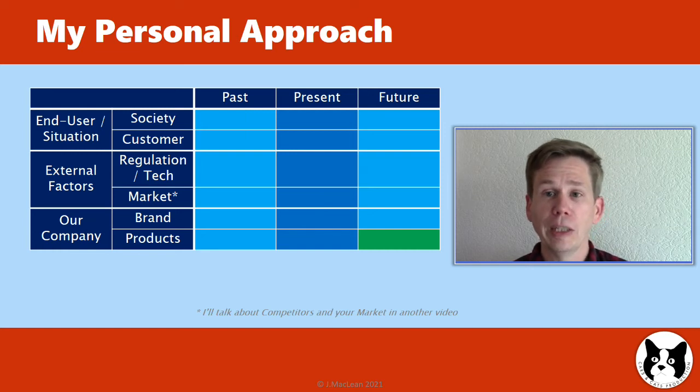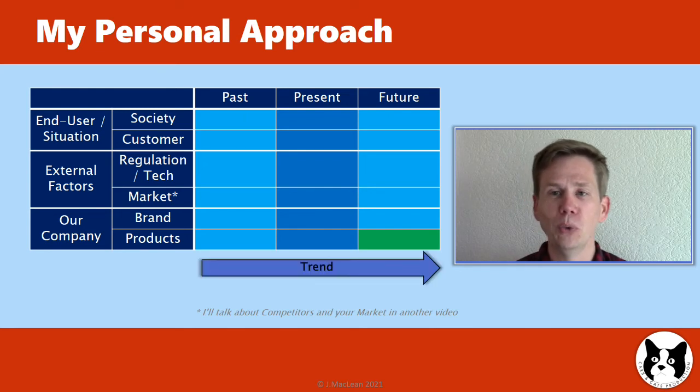And I want to understand about our company. What has our brand done in the past? What have we stood for? What do we want to stand for in the future? And what products have we sold in the past? And where we want to go in the future is the product I'm going to be making. That's the green box in the bottom right corner. That's what you want to end up with.